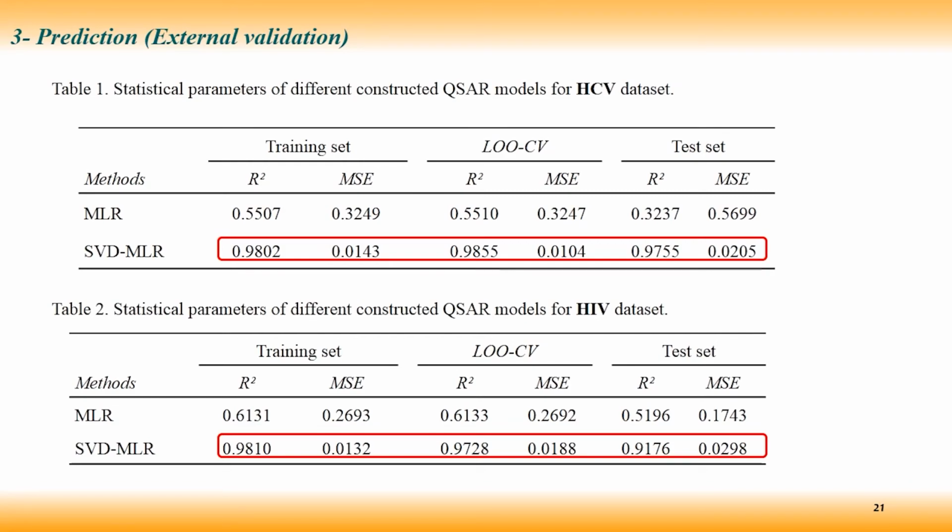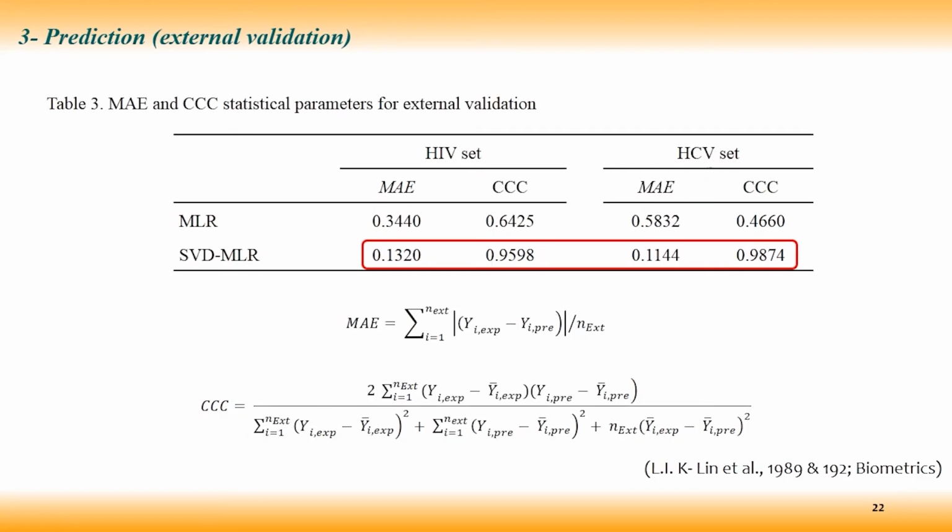To validate the result, we have calculated the mean absolute error and also the CCC parameter, which is the concordance correlation coefficient for these two datasets, and the value of the CCC was higher than 95% for the two datasets.